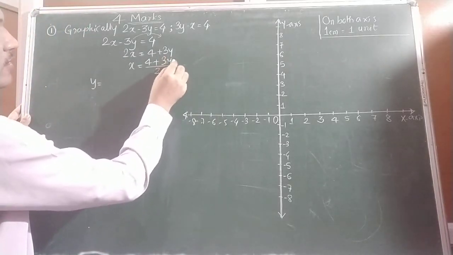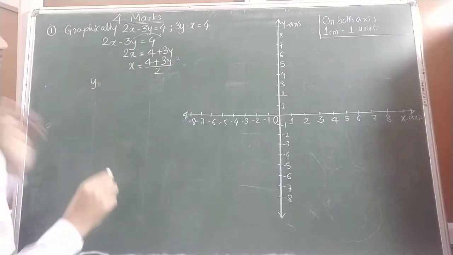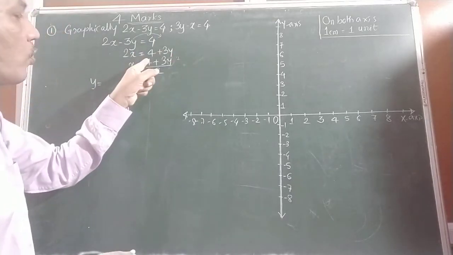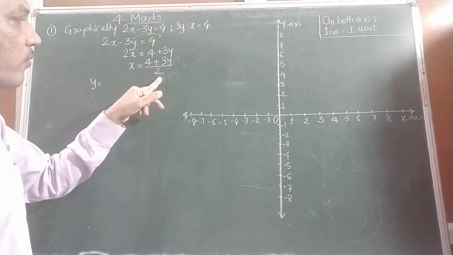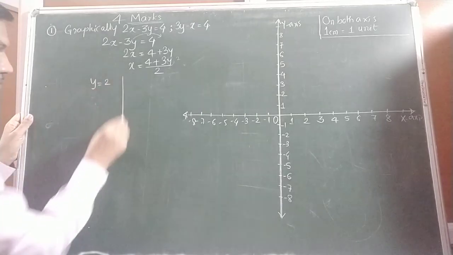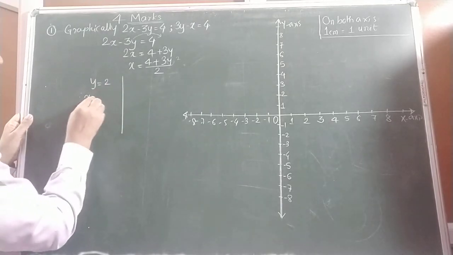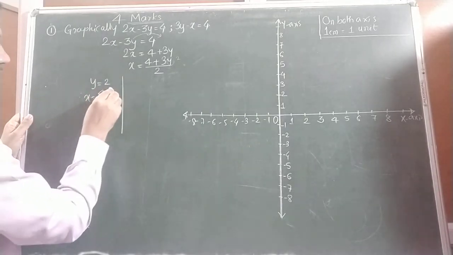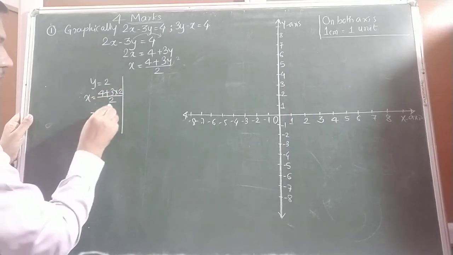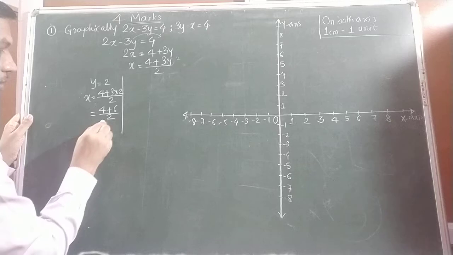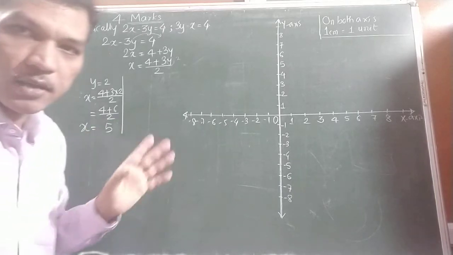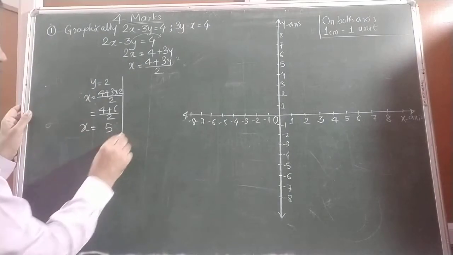So which number should I take here? I can take y is equal to 2. Why? Because 3 2s are 6, 6 plus 4 is 10, and 10 divided by 2 is 5. So y is equal to 2, and x is equal to (4 plus 3 2s are 6) so 4 plus 6 divided by 2 becomes 5. Right? So x becomes 5. This is my first value.